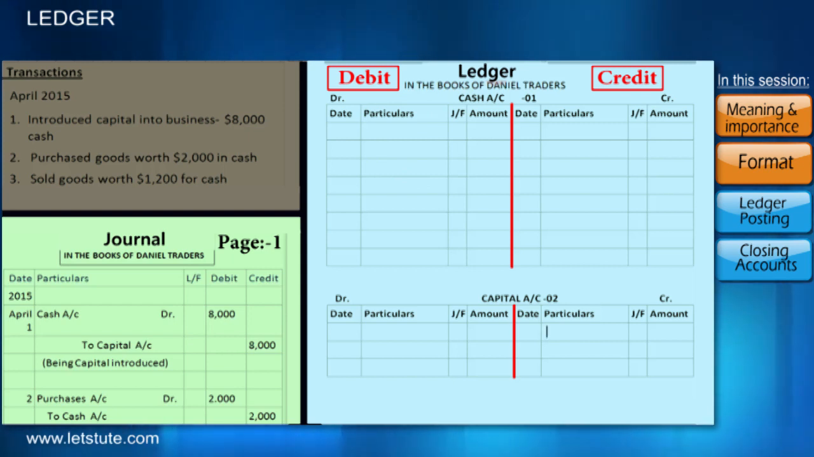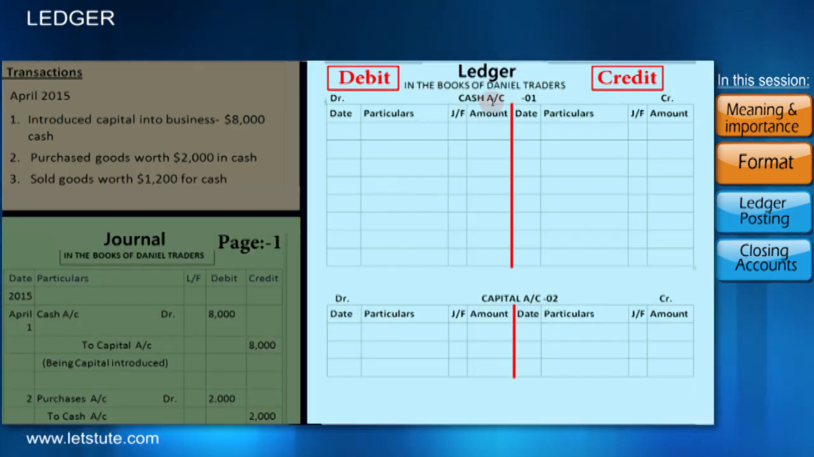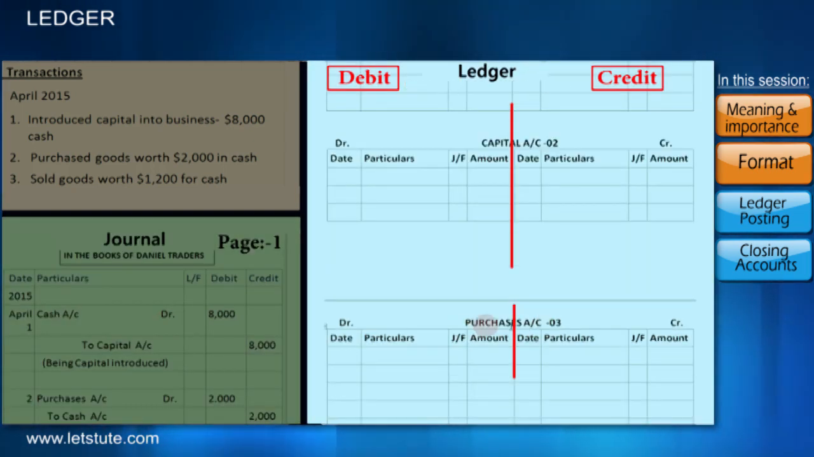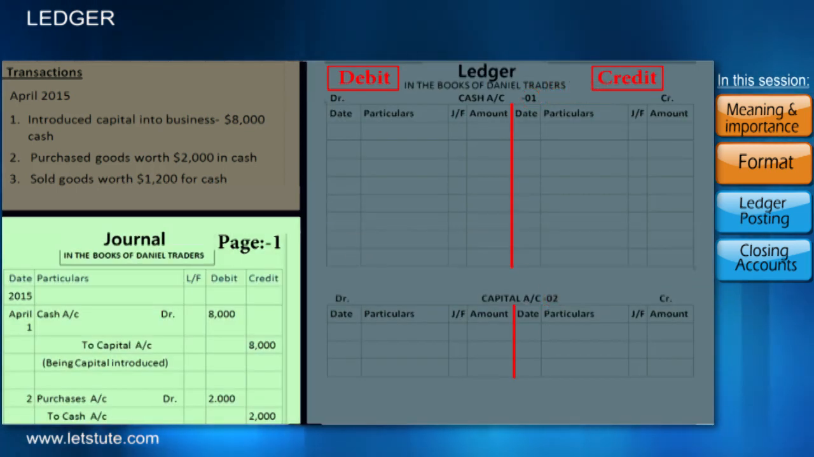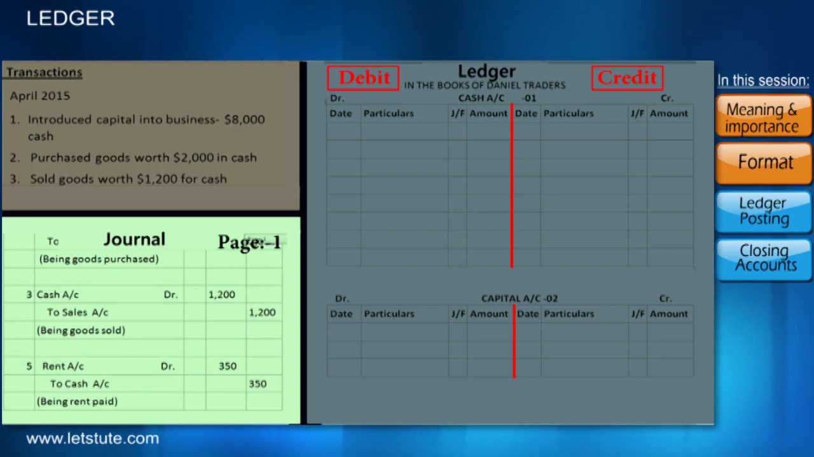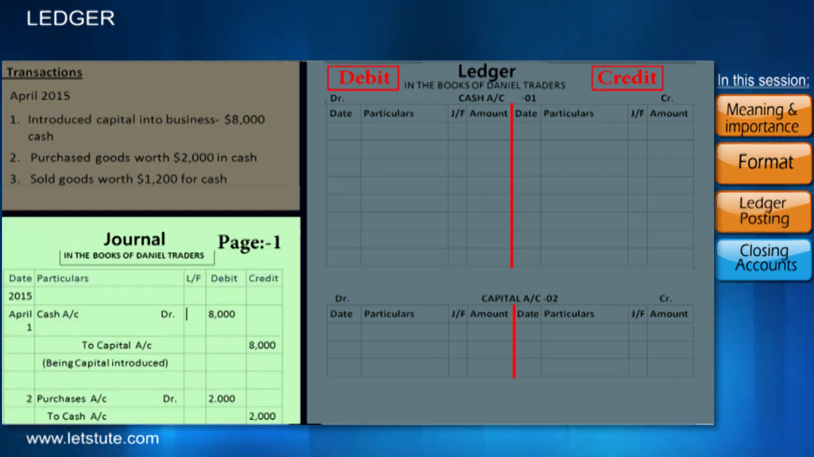So firstly, preparing ledgers. We can mark from all our transactions the different accounts that are needed and then prepare specimens for them like we have done here. Each ledger account is given a folio number. Now these are the journal entries that we posted earlier. From these journal entries, we are going to post them to their respective ledgers.